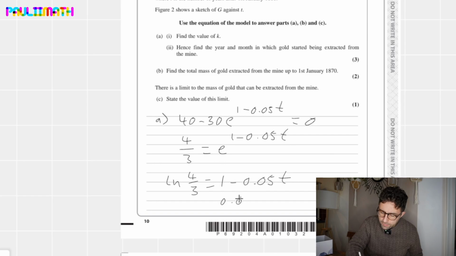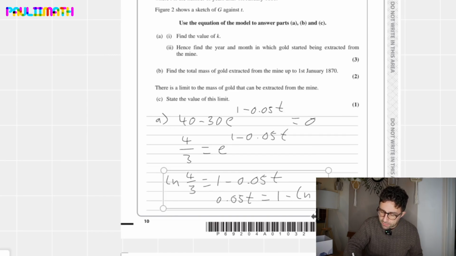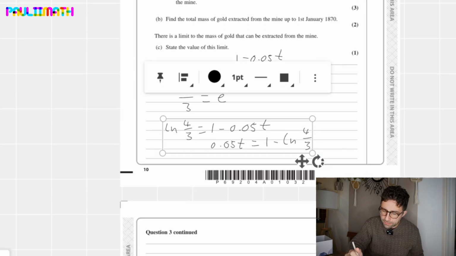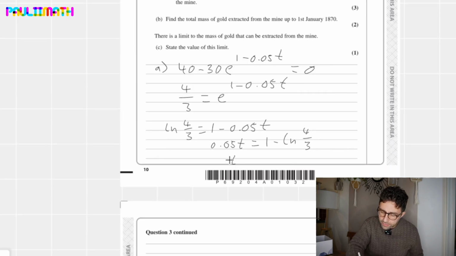And swap that round. Algebra fest. Could divide by 0.05 or times by 20? Give you the same thing, wouldn't it? Yeah, times by 20. So basically t is 20 times 1 minus ln 4/3.